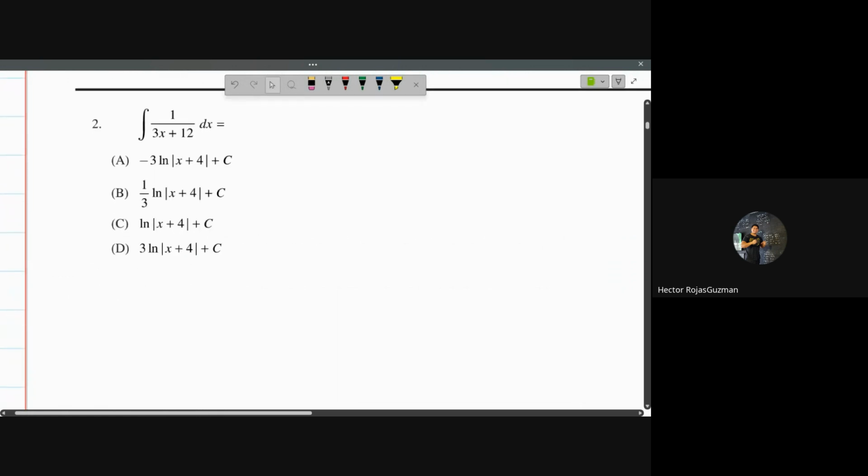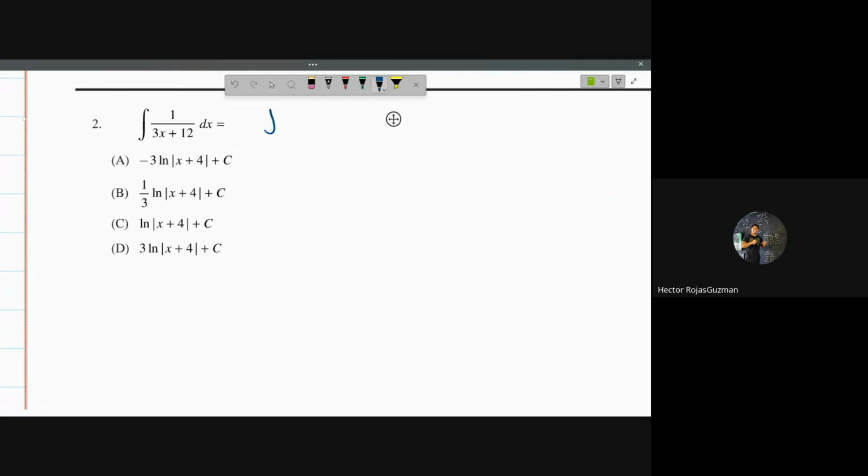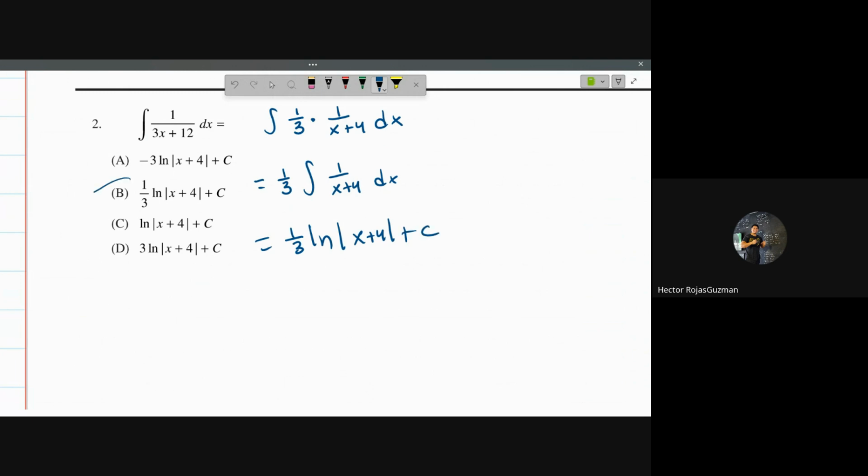Okay, number 2, take the integral. Before I take the integral, I see that I can take out a greatest common factor of 1/3, leaving me with 1 over x plus 4 dx. It's important for me to recognize the GCF because I can then take it out of the integral and focus on the function alone. Now, the antiderivative of 1 over x plus 4 is simply the natural log of the absolute value of x plus 4, plus c, of course. So the answer here is B.